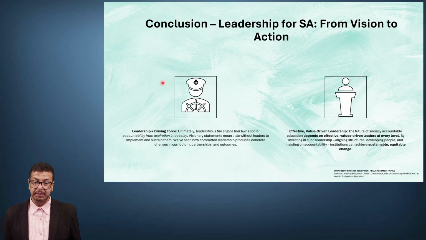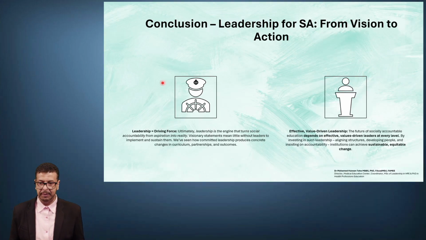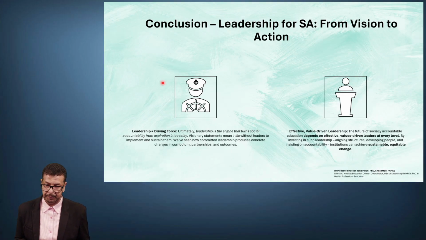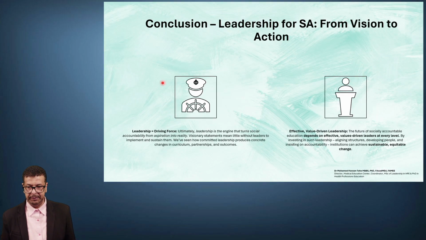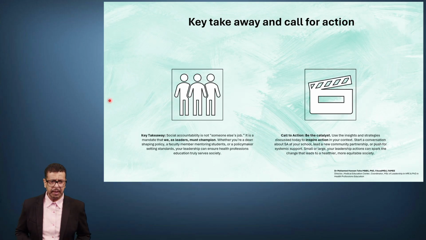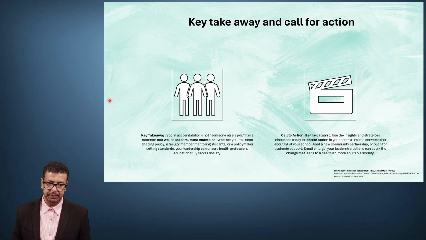Effective value-driven leadership is important because the future of socially accountable education depends on effective value-driven leadership at every stage and every level. And by investing in such leadership, aligning structure, developing people, and insisting on accountability, then institutions can achieve sustainable, equitable change and social accountability. The takeaway message from this video: social accountability is not someone else's job. It is a mandate that we as leaders must champion.